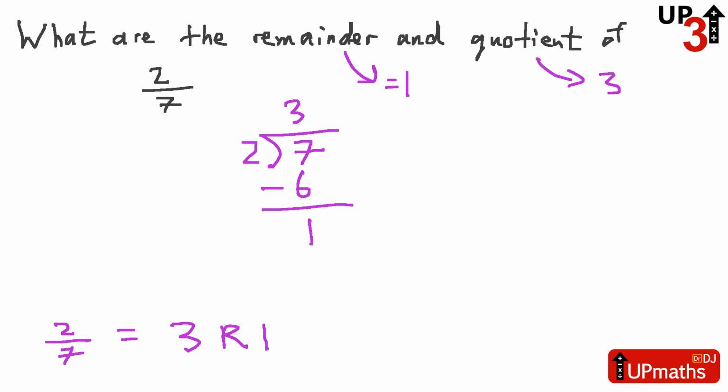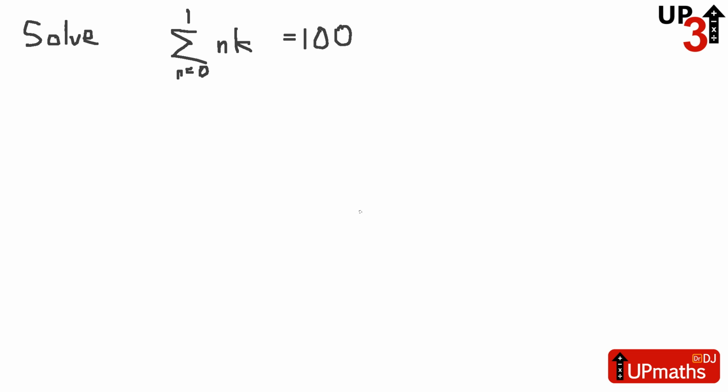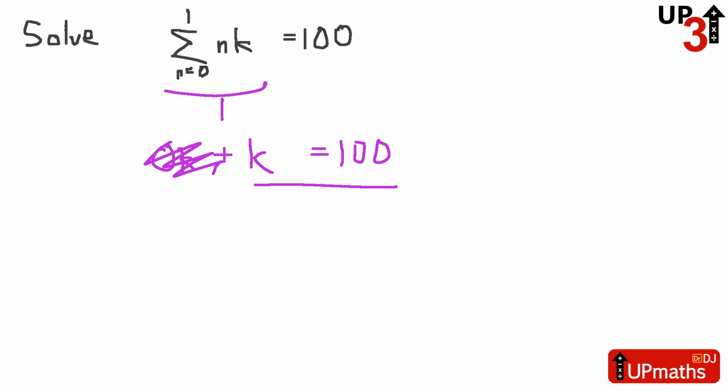Okay, next. What about this? Well, I'm just going to expand out this. It's a sum from n equals 0 to 1, so it's 0 times k plus 1 times k. Should we just write that as k equals 100? It said solve. By the way, that disappears, yeah? So that just means k equals 100. Done it.